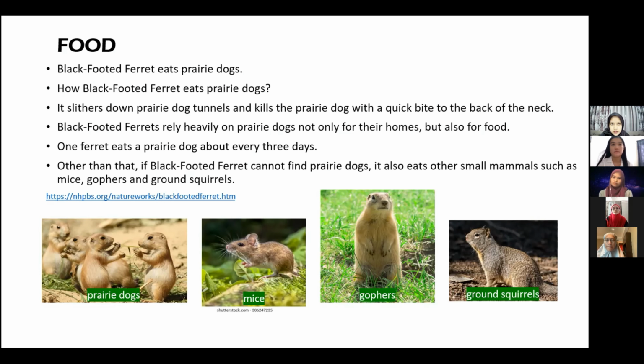Other information about prairie dogs: they make up 90% of black-footed ferrets' diets, with the remaining 10% being mice, gophers and other rodents. Also, one ferret eats a prairie dog about every 3 days. Other than that, if a black-footed ferret cannot find prairie dogs, it also eats other small mammals like mice, gophers, and ground squirrels. This one is a prairie dog, this one is a mouse and gopher, and this one is a ground squirrel. That's it. Next.